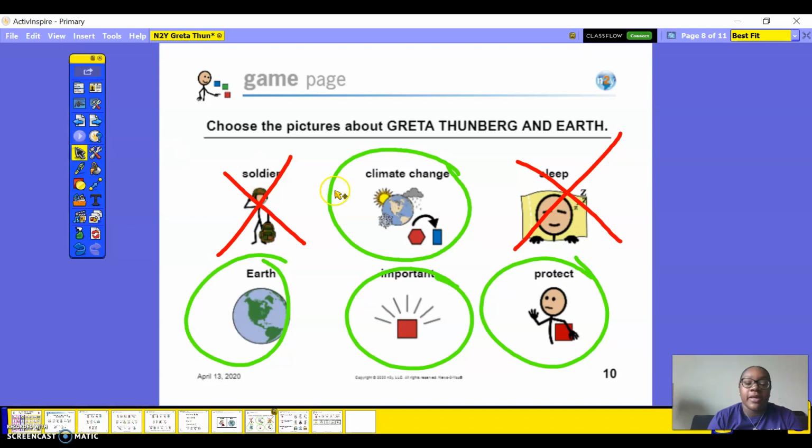So let's review this. The pictures that were in our story, Greta Thunberg and Earth, were climate change, Earth, important, and protect. We did not read about any soldiers, and we did not read about sleep.